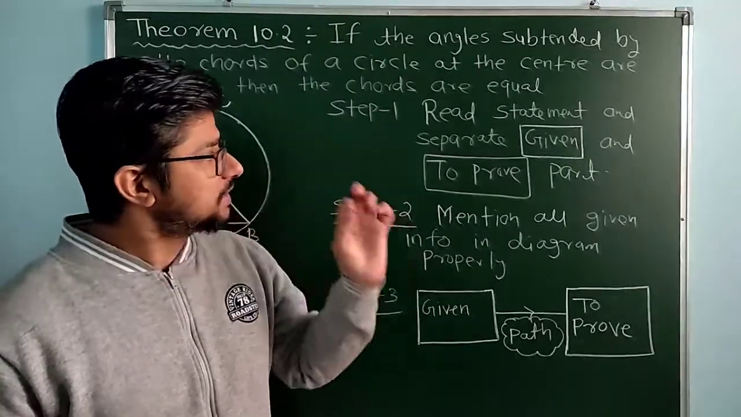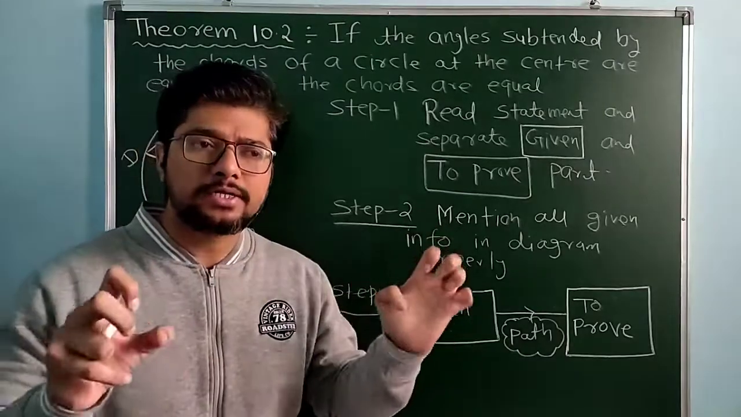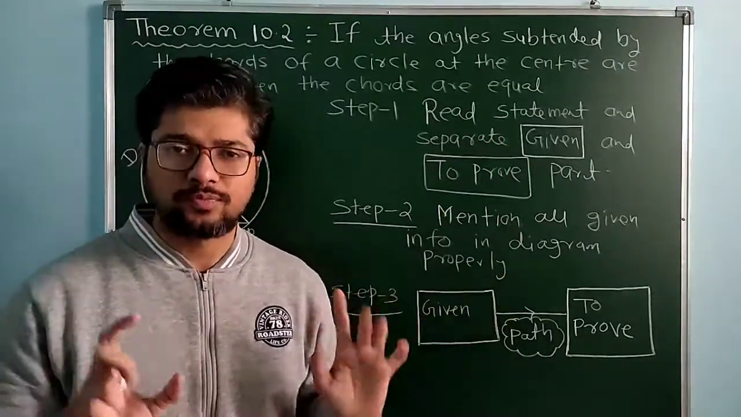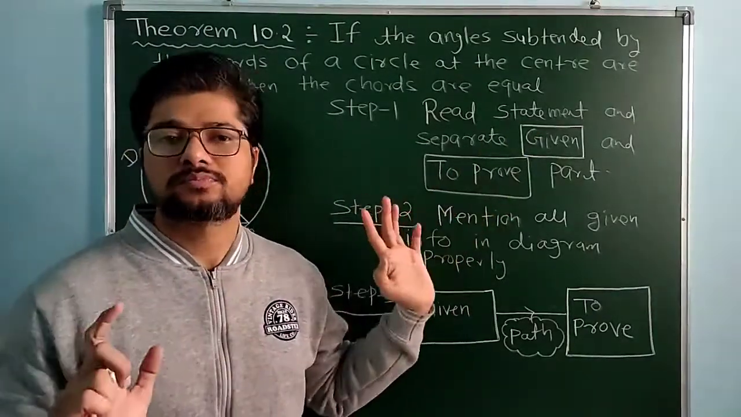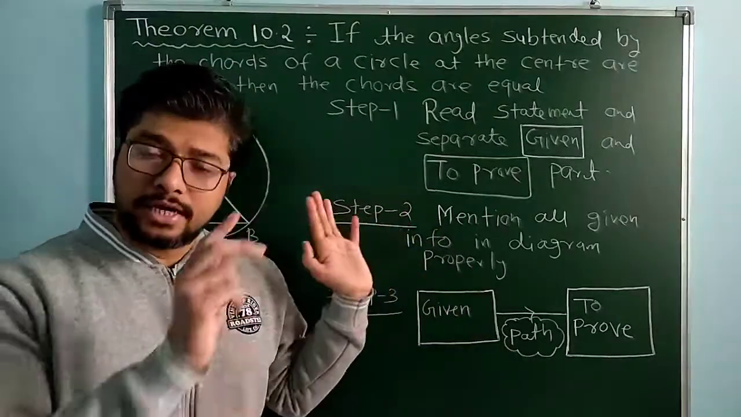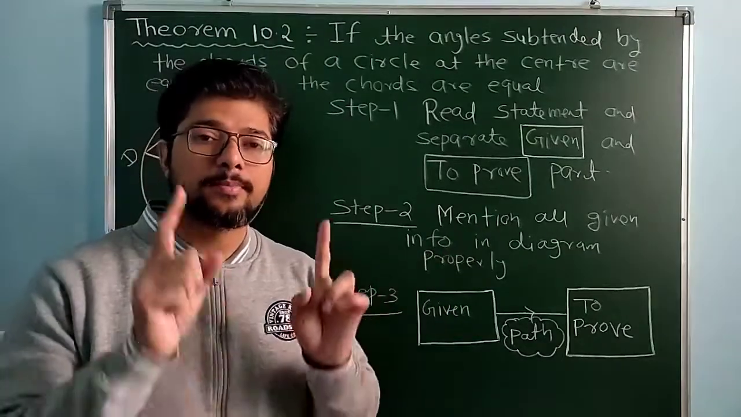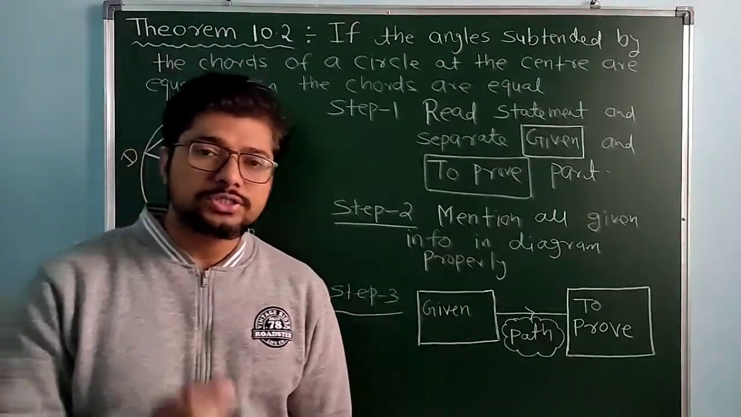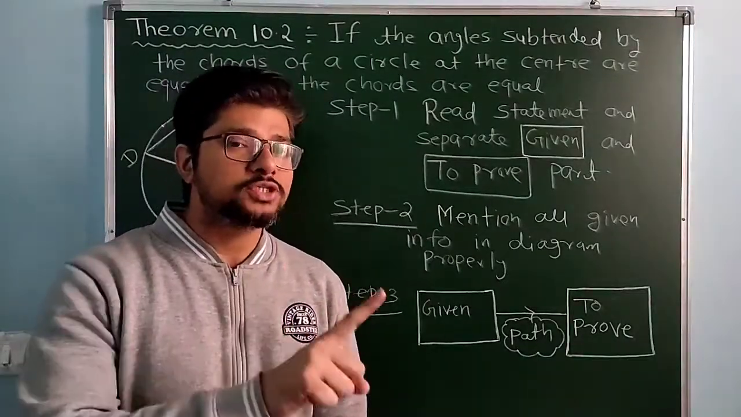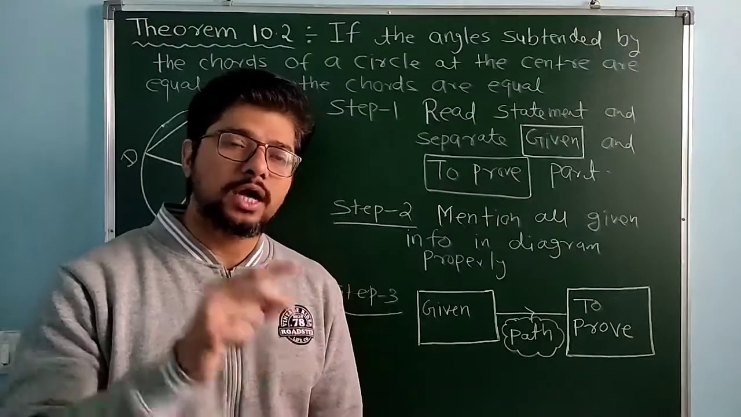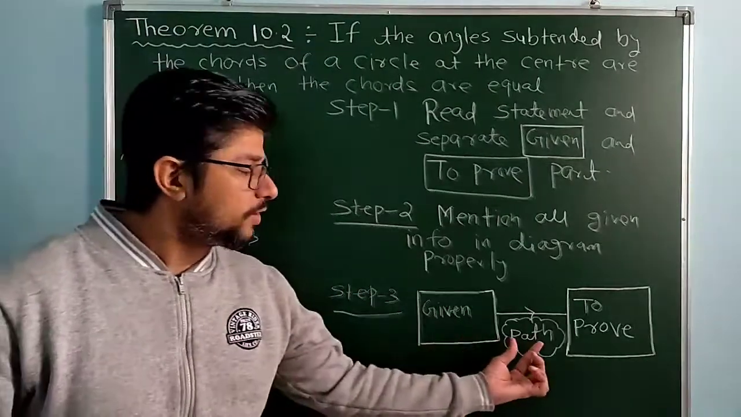Step 1, read the statement carefully. You can read that statement 2 or 3 times and try to separate what is the given portion and what you need to prove. That's the first step. And try to write the given information and the to-prove part in mathematical form. In step 2, just make a diagram related to that and mention all the given information in the diagram properly. But remember one thing, you just need to mention what is given, because many students also mention the information that they need to prove in the diagram, and after that they make a mistake using that, right? And step 3, just try to find that path.